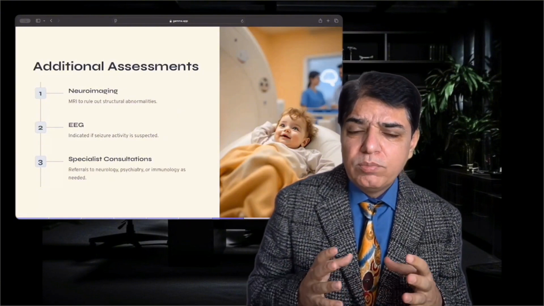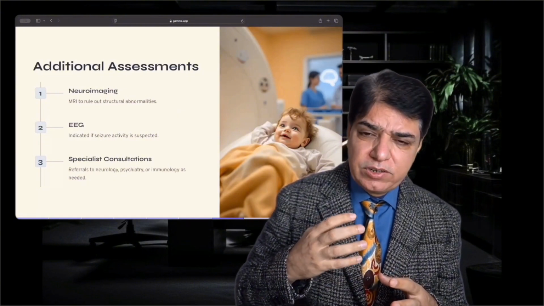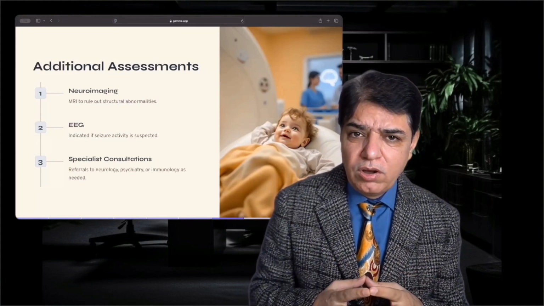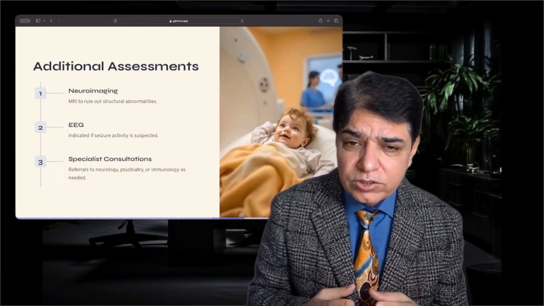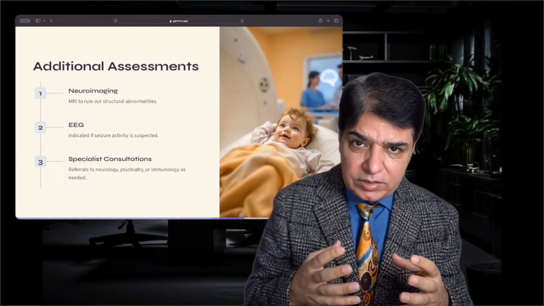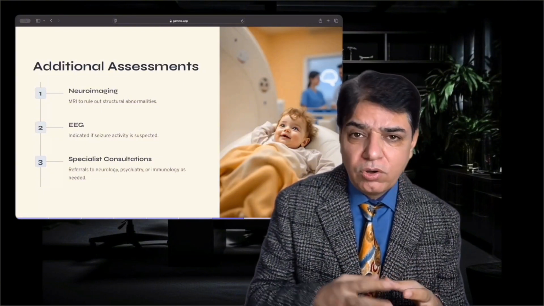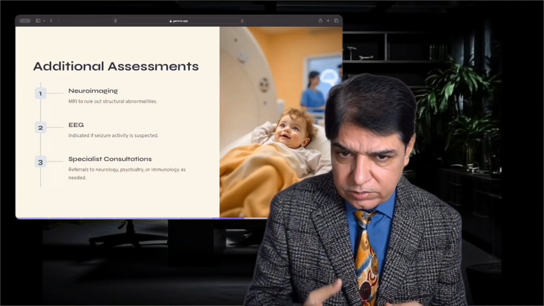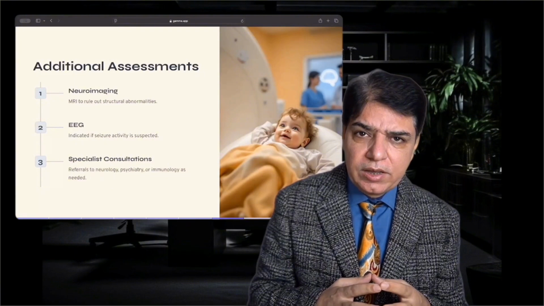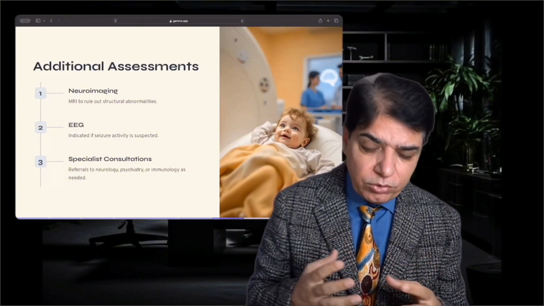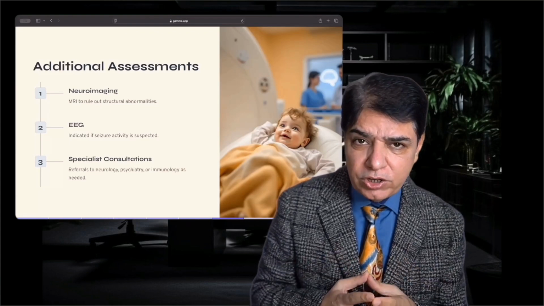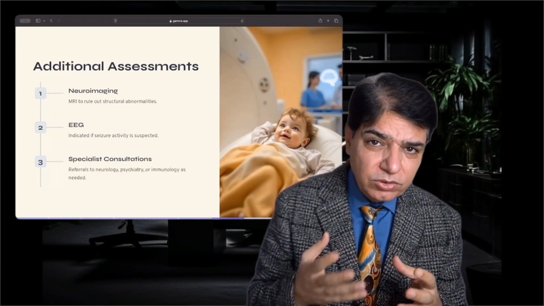And then you might consider specialist consultations, like you might need input from a neurologist or a psychiatrist or immunologist to get their opinion, to see if they think that it is because of PANS or PANDAS, or because of anything else. So remember, neuroimaging, EEG, and specialist consultations can be an important element of your additional assessment that you might want to do if you are dealing with a child who you think has got either PANS or PANDAS.